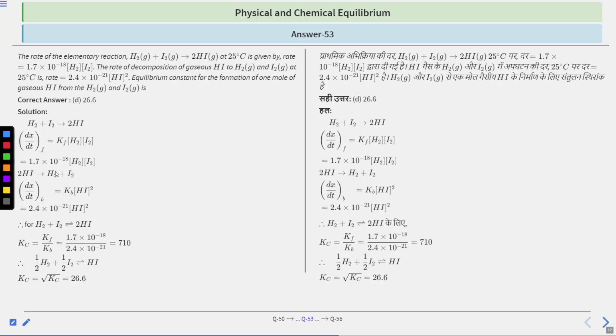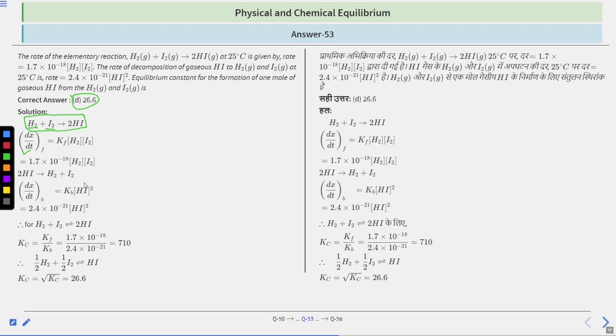Okay, so let's see. The correct answer is option D, 26.6. We have this equation for which the first rate is given. H2 plus I2 forming 2HI, and the rate for this forward reaction is equal to Kf, the forward rate constant, into the concentrations of the reactants H2 and I2, which is equal to, as given in the question, 1.7 into 10 to the power minus 18 multiplied by the H2 and I2 concentrations.